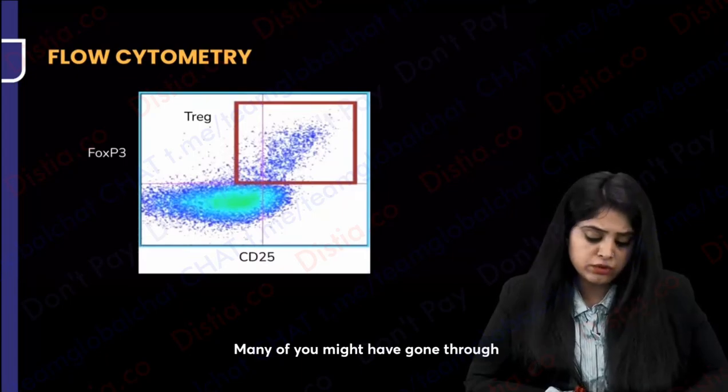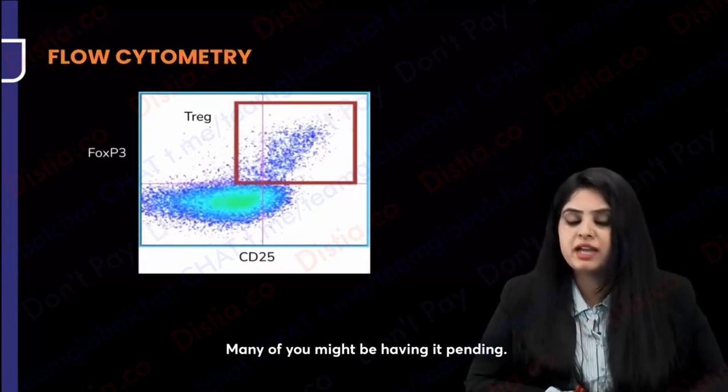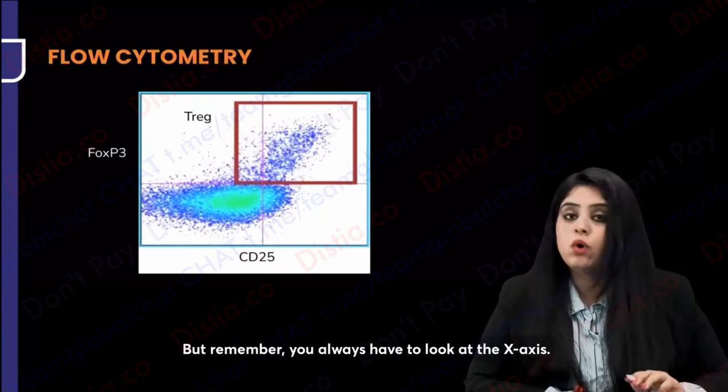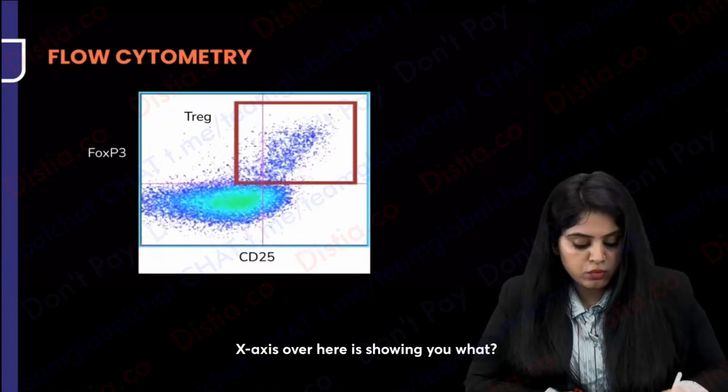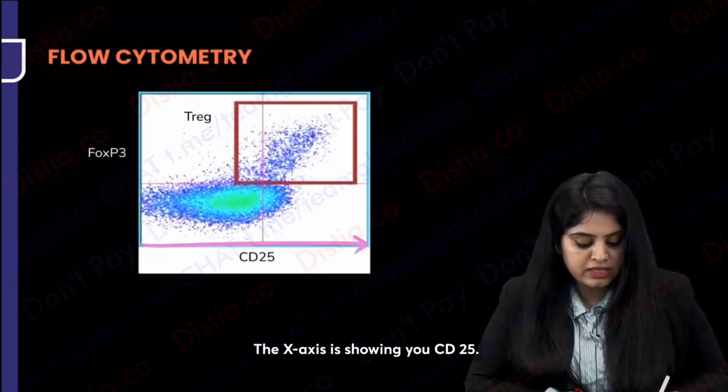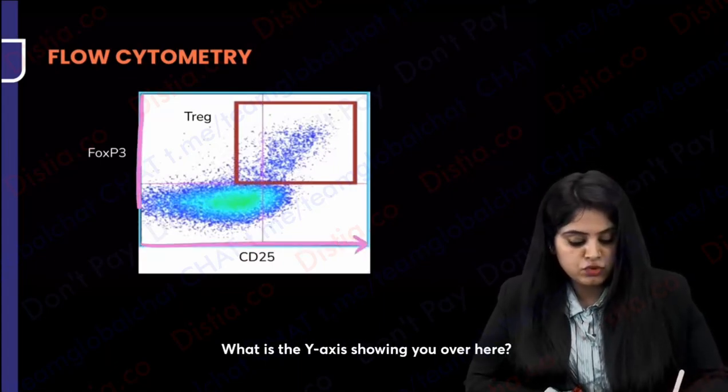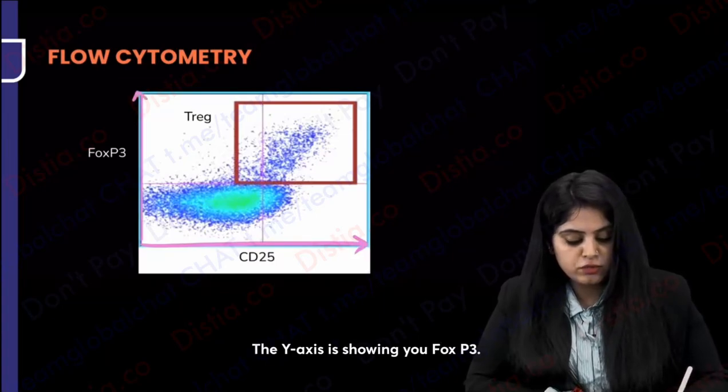Many of you might have gone through flow cytometry in Himayat. Many of you might be having it pending. But remember, you always have to look at the x-axis. The x-axis over here is showing you what? The x-axis is showing you CD25. What is the y-axis showing you over here? The y-axis is showing you FOXP3.